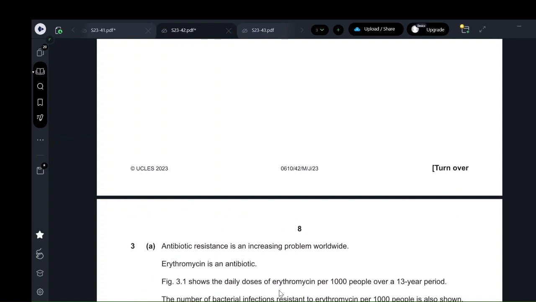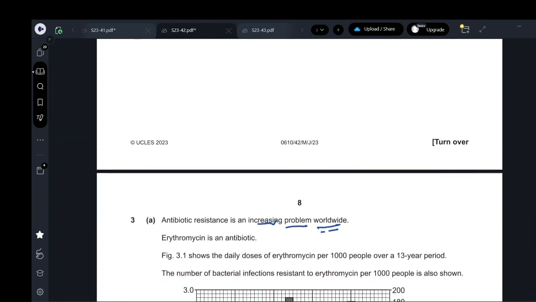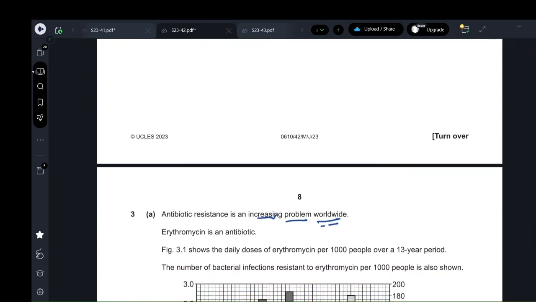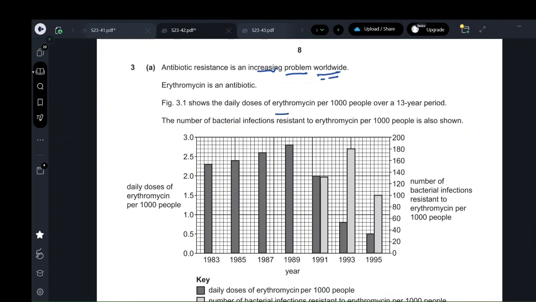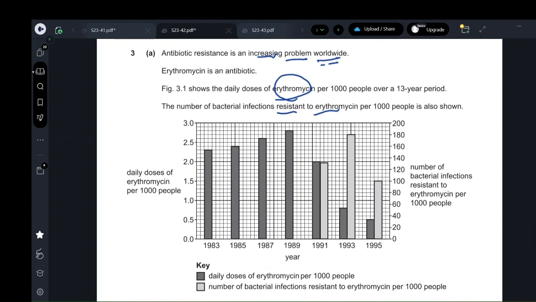Question 3. Antibiotic resistance is an increasing problem worldwide. Erythromycin is an antibiotic. Figure 3.1 shows the daily doses of erythromycin per 1,000 people and the number of bacterial infections resistant to erythromycin per 1,000 people. Daily doses and the number of bacterial infections resistant. What can I see?